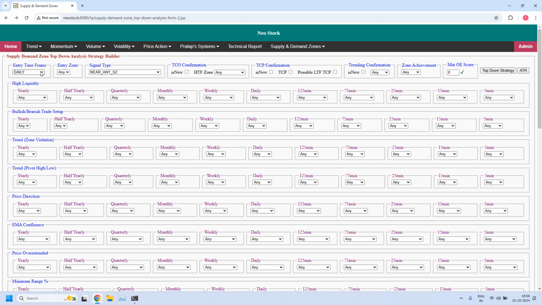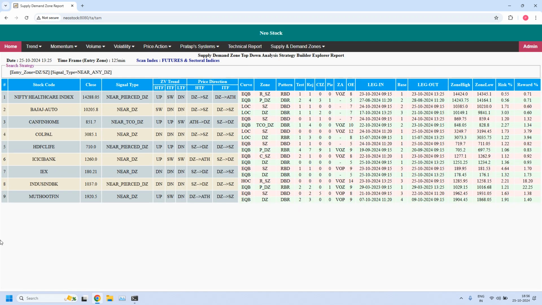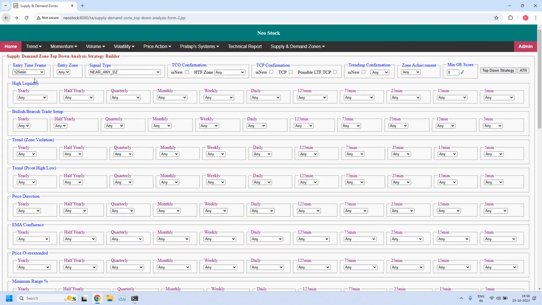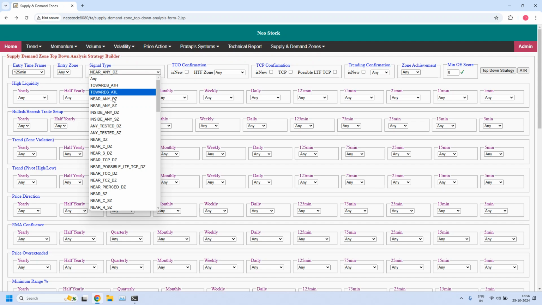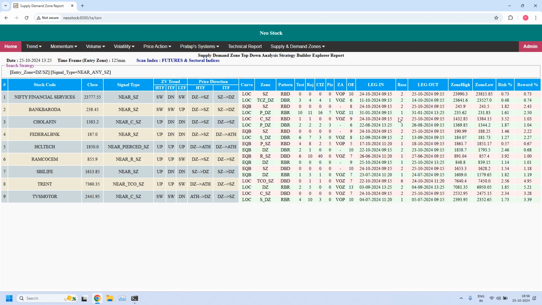Okay, next time frame is 125 minutes. So let us find the stocks near 125 minutes demand zone. 9 stocks are filtered. Next for 125 minutes time frame, let's find the stocks near 125 minutes supply zone. Again 9 stocks are filtered.